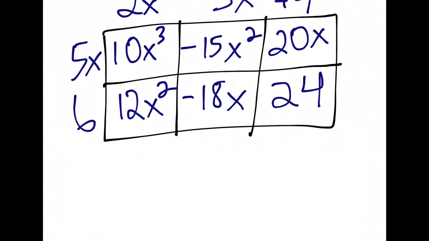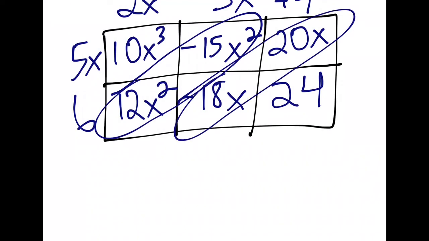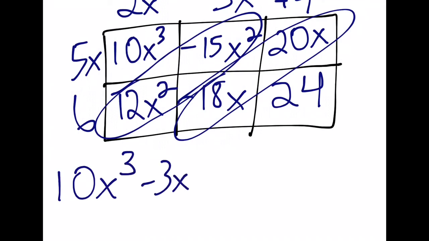We combine our like terms, which are going to be again along these diagonals. And our final answer is 10x cubed minus 3x squared plus 2x plus 24.